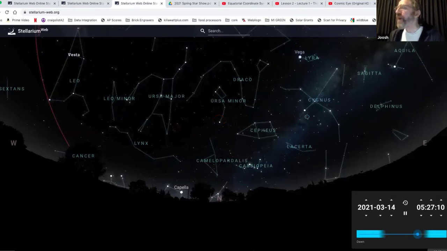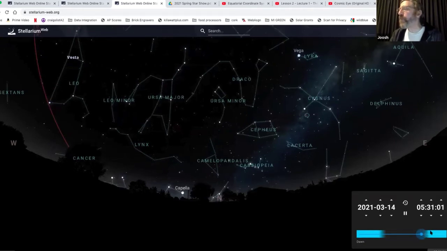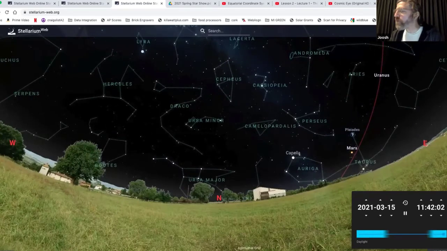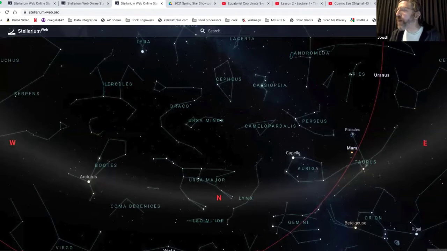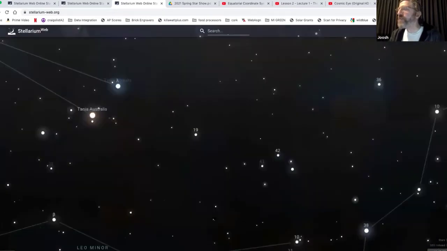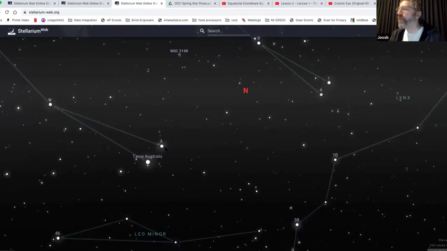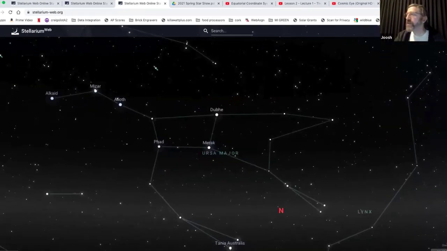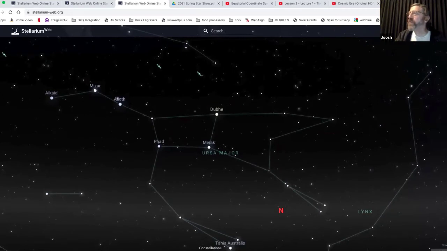Now, what I'm going to do right now is zoom in to Ursa Major here, and let me get rid of the landscape here so we can talk directly about Ursa Major a bit. Now, Ursa Major is kind of a cool constellation. It's got a lot of cool things going on with it. I've kept the constellation lines here. I'll just get rid of them so you can see what this really looks like.